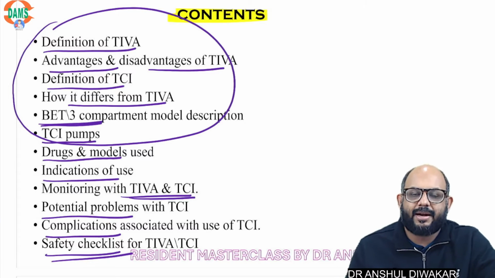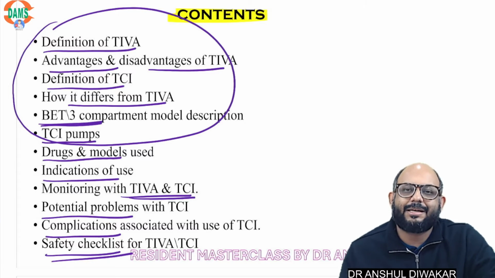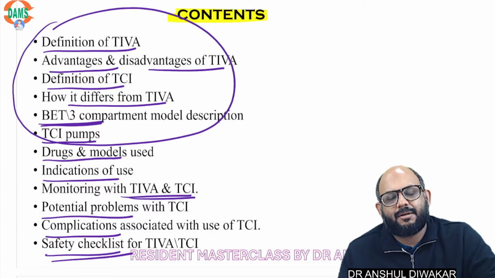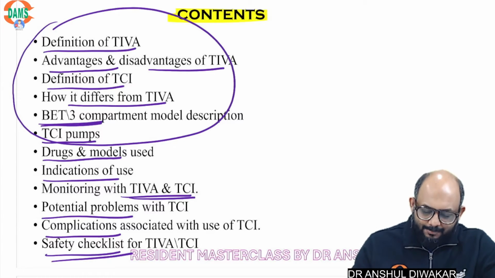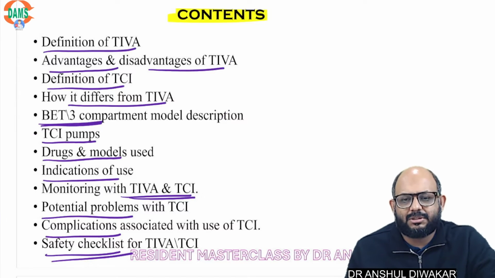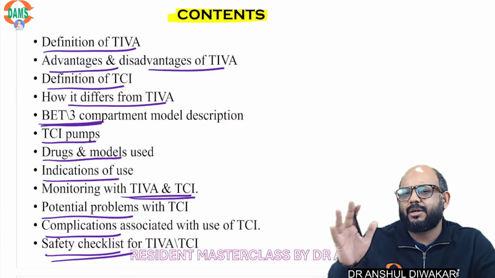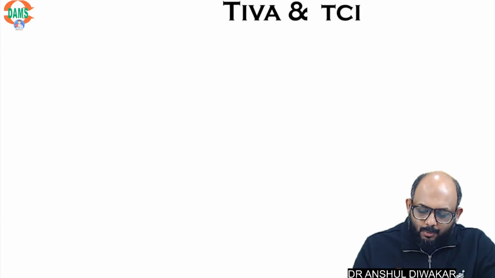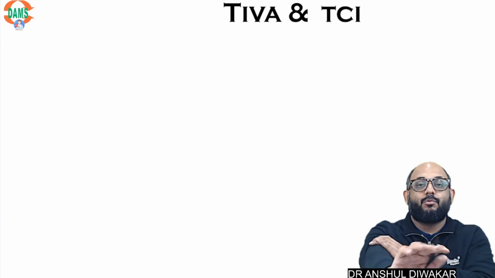They didn't even write describe. They gave a 5-mark question saying TIVA. Then I saw a few years back, there was a question that said TIVA with TCI. So what basically happens is that they only give open-ended questions where you have the liberty of answering anything you want. Okay. So let's start with TIVA and TCI, and I'm going to define both of them together.